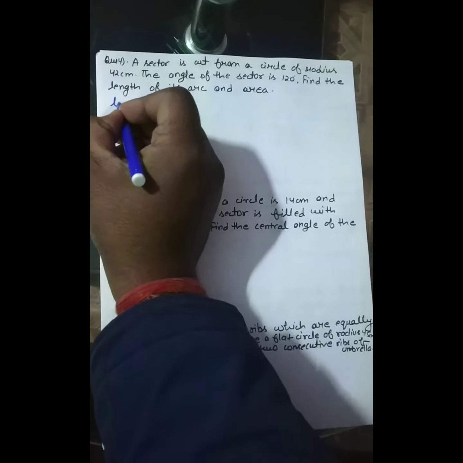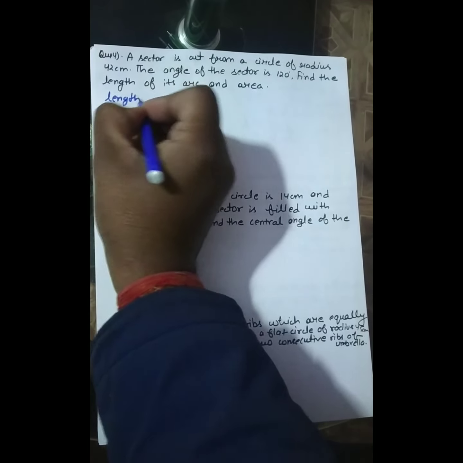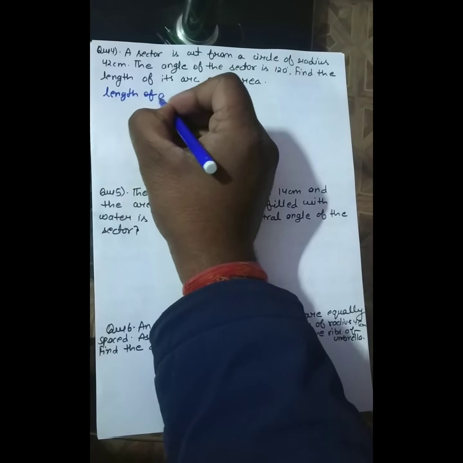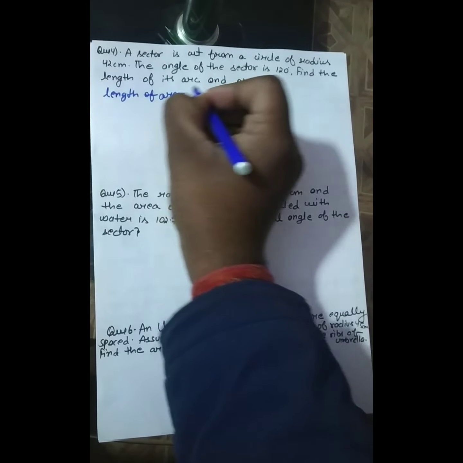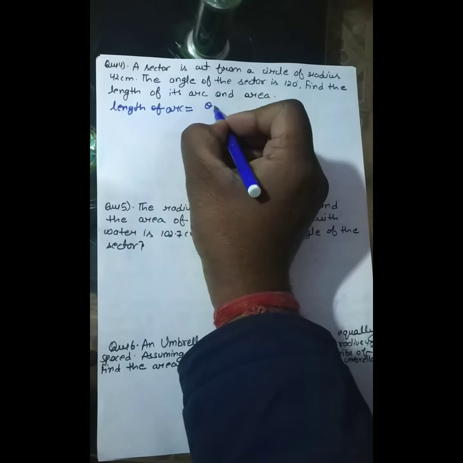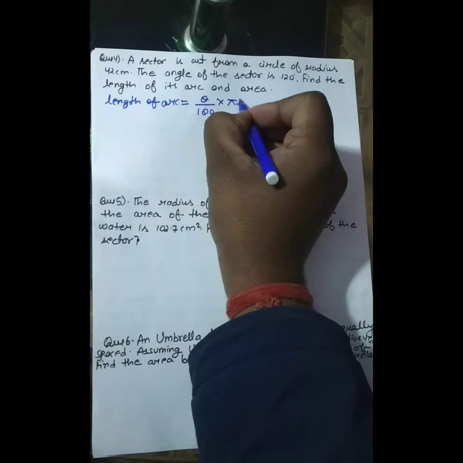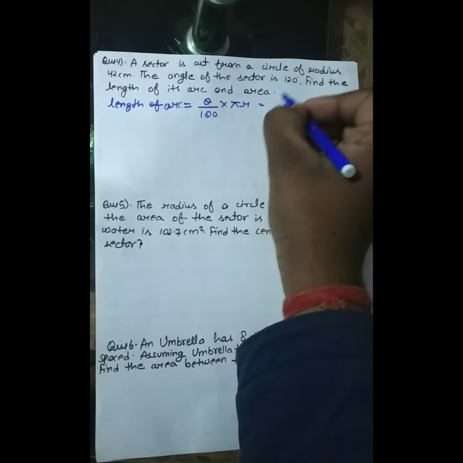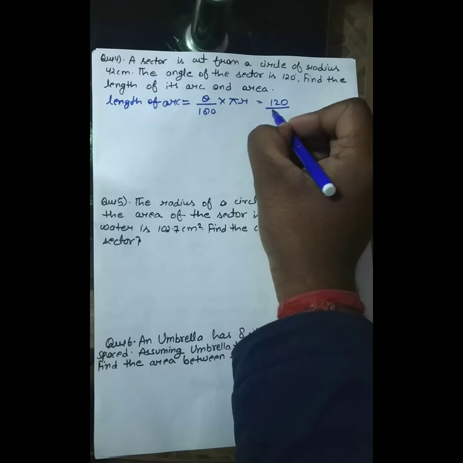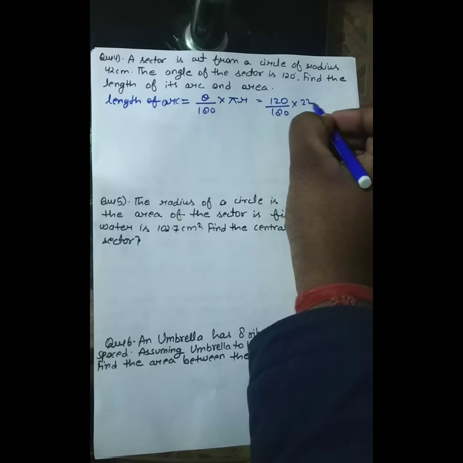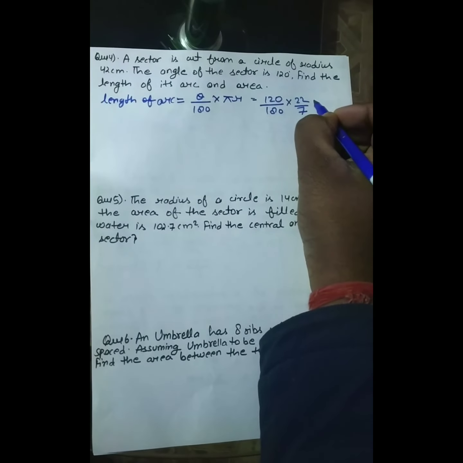So the length of the arc will be: arc is equal to theta upon 180 into pi r. So the value of theta is 120 upon 180 into 22 upon 7 into 42.